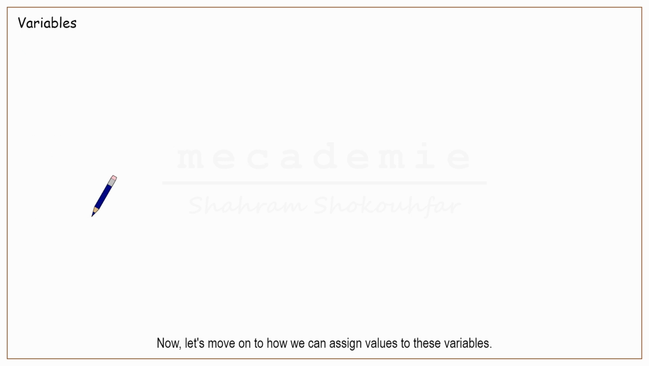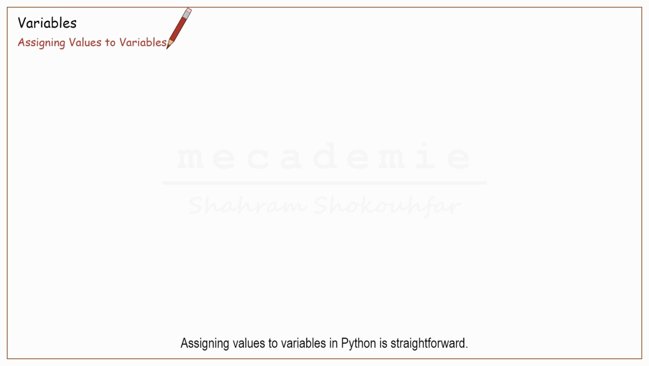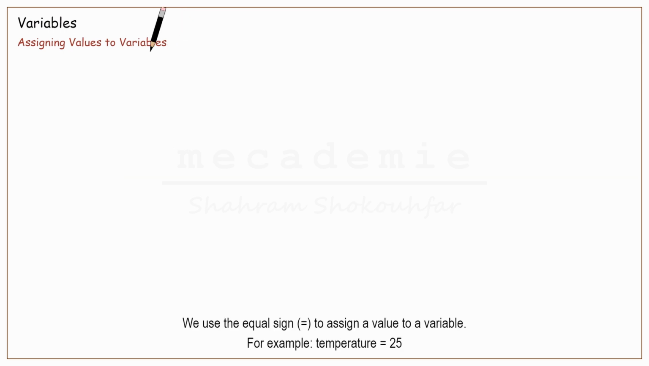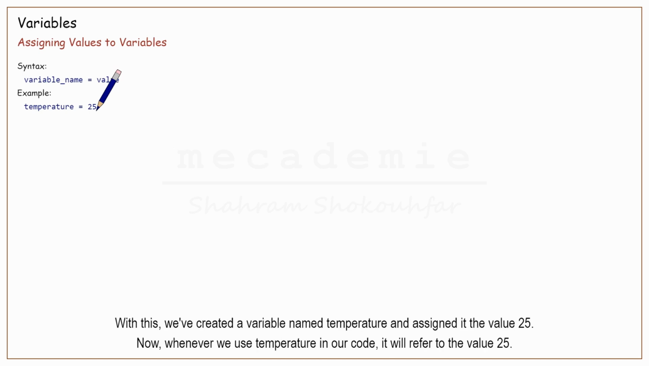Now let's move on to how we can assign values to these variables. Assigning values to variables in Python is straightforward. We use the equal sign to assign a value to a variable. For example, temperature equals 25. With this, we've created a variable named temperature and assigned it the value 25. Now, whenever we use temperature in our code, it will refer to the value 25.